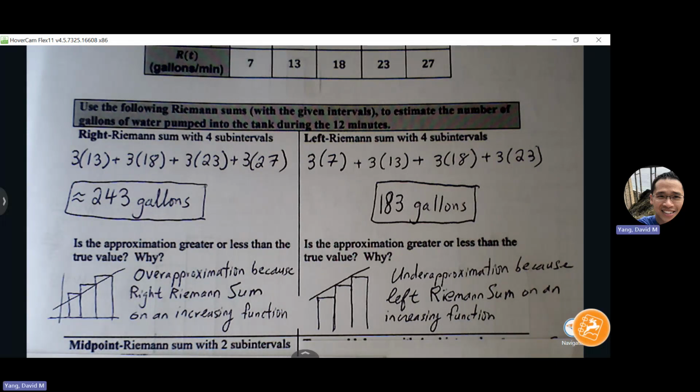Is the approximation greater or less than the true value? Again, we have an increasing graph. If I attach to the left endpoint of each subinterval, my rectangles are all going to sit below the graph. And so my rectangles are going to be under approximating the actual area under the curve, under the graph.